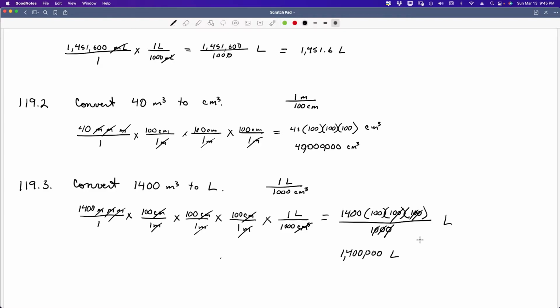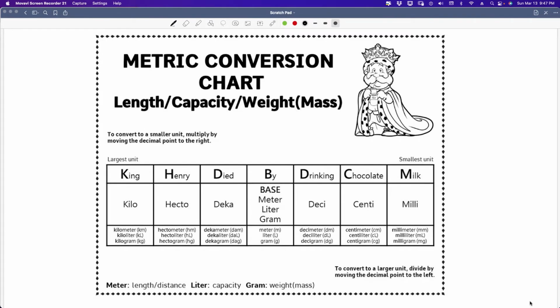But that's all we have for lesson 119, and I will see you in lesson, hold on. Before I go, I am going to put something on screen that you can use as a reference for the metric system. All right, so here is your metric conversion chart.